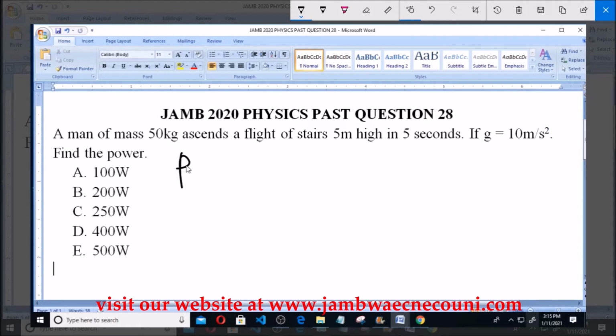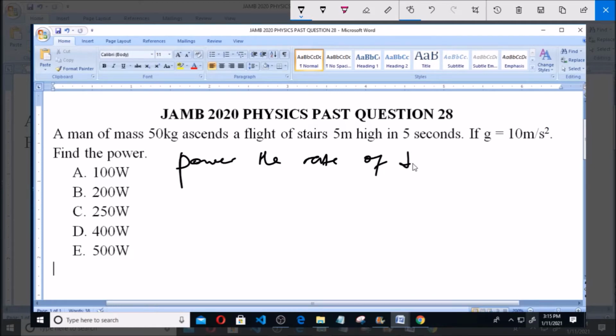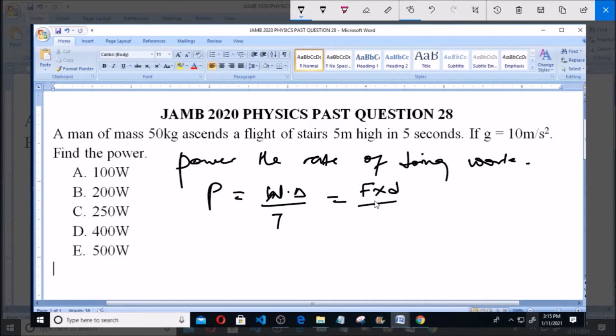Now remember, power is defined as the rate of doing work, or you can say power is the time rate at which work is done. Now power P is equal to work done all over time taken, and like you know, work done is equal to force times distance, then power is equal to force times distance over time. This force times distance here represents work done, and this is also equal to mgh all over time.